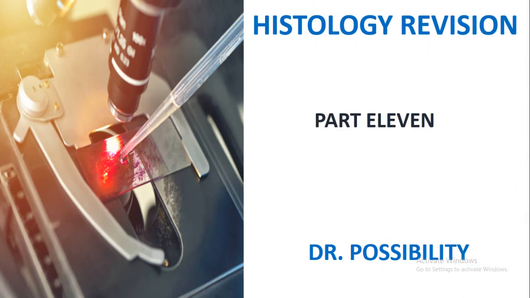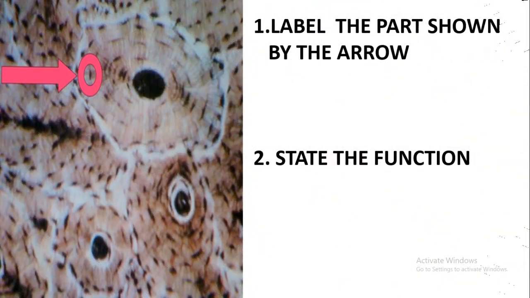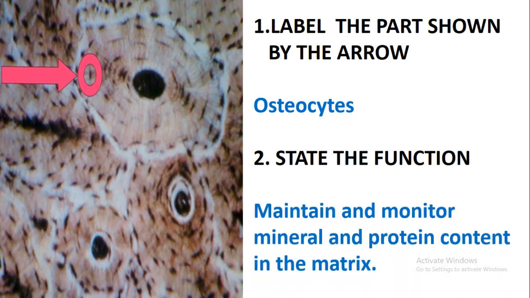And in this tutorial, I am mainly focused on identifying the slides and their locations. Let's quickly get started. The first slide we have been given says to label the part shown by the arrow. And this part is just the osteocyte. Then state the function of that part shown by the arrow. And the function is just to maintain and monitor mineral and protein content in the matrix.